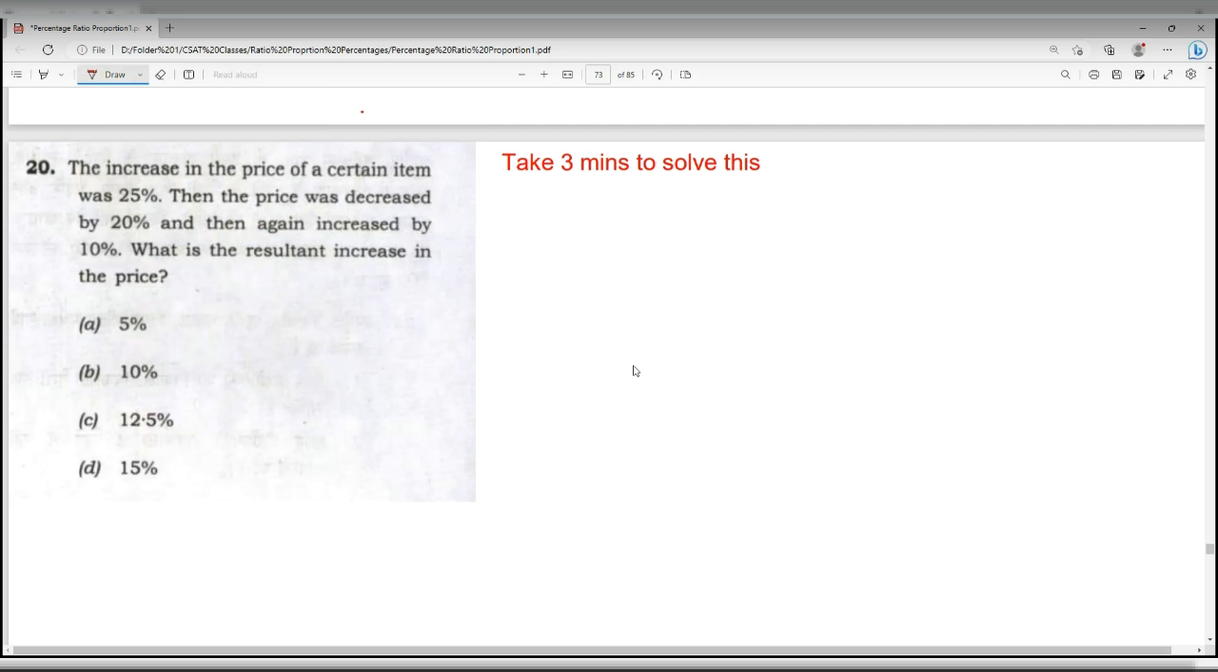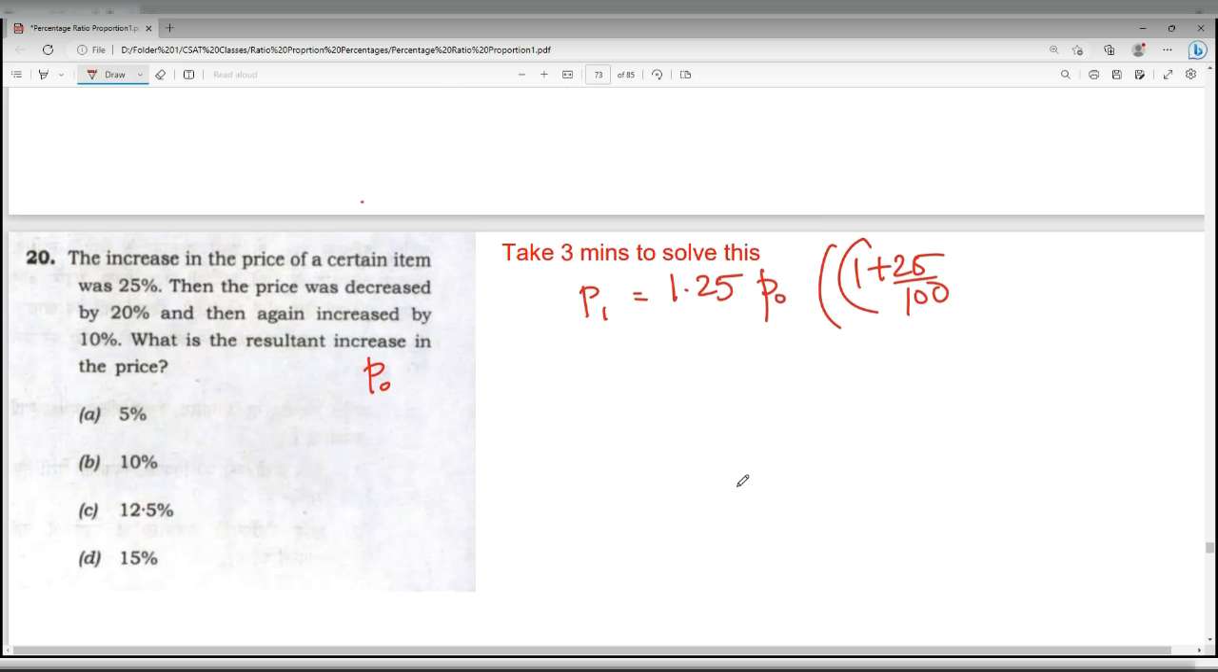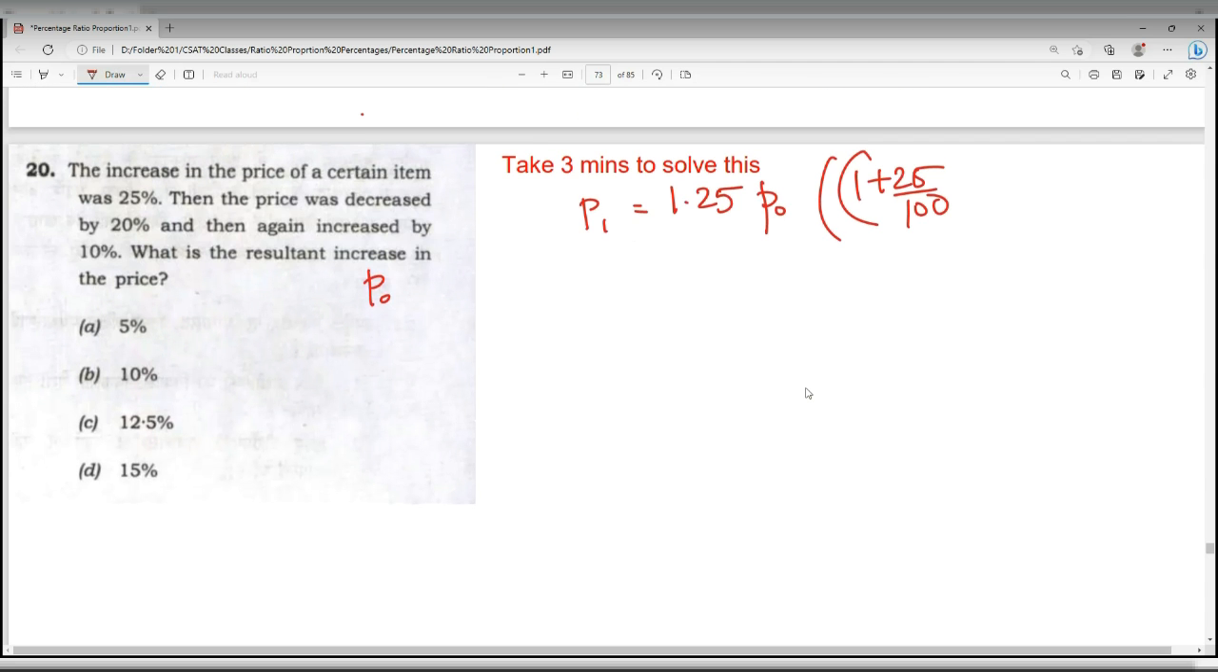The question says the increase in the price of a certain item was 25%, then the price was decreased by 20%, and then again increased by 10%. What is the resultant increase in the price? So let the initial price be P0. So P1 was 1.25 P0. How has this come? This is (1 plus 25 by 100) into P0.